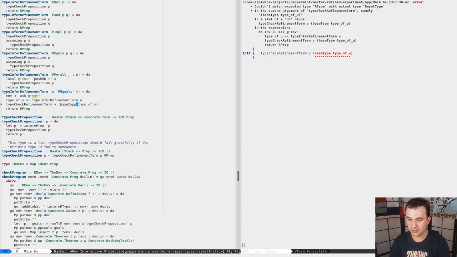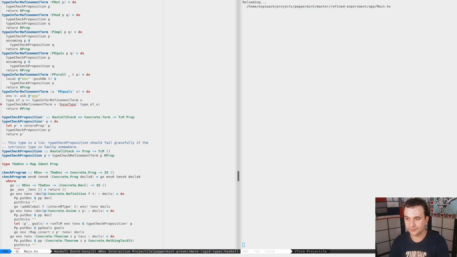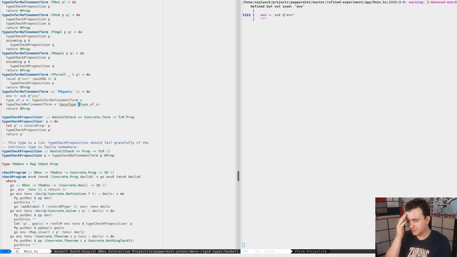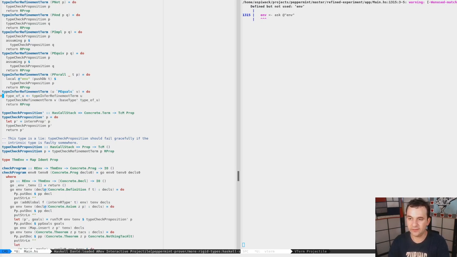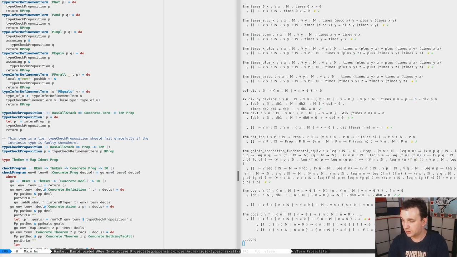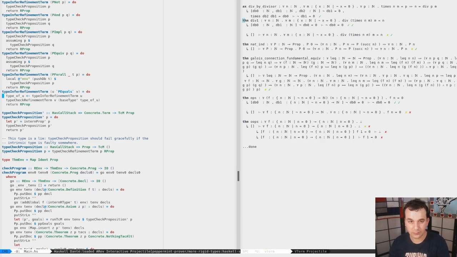Okay, and now, oh, by the way, we can turn on Dante. Is someone using the new Haskell IDE thing? Find but not used, and boom. Okay.